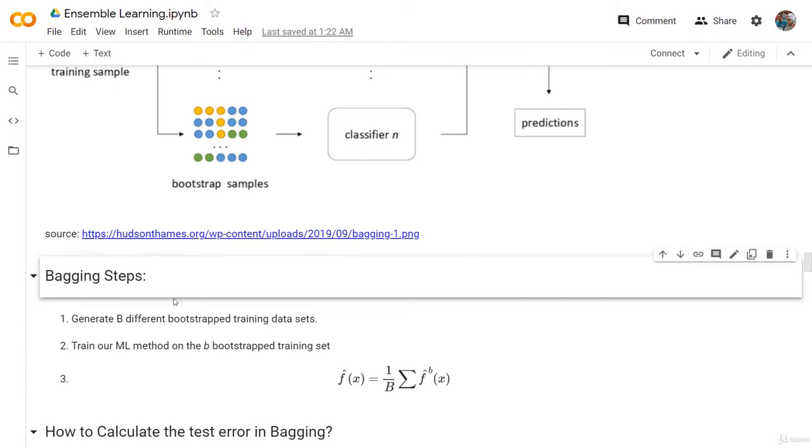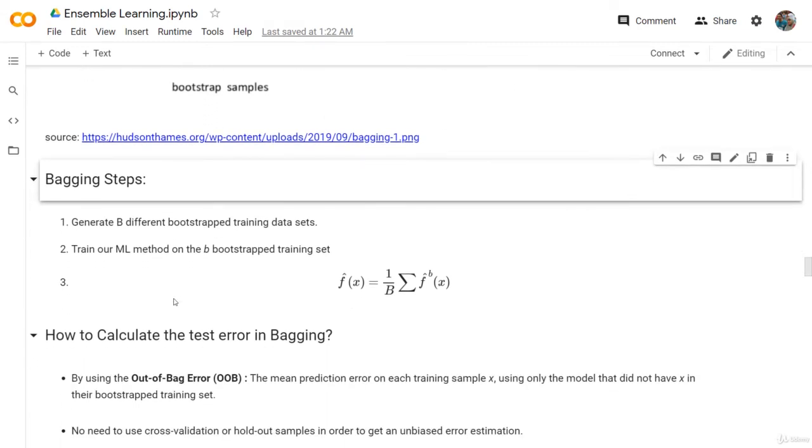Welcome back. In this lesson we are going to discuss the out-of-bag error. In the last lesson we discussed bagging, which is bootstrap aggregation, and we said that in the next lesson, which is this lesson, we are going to discuss the out-of-bag error, or how we can calculate the test error in bagging, okay?